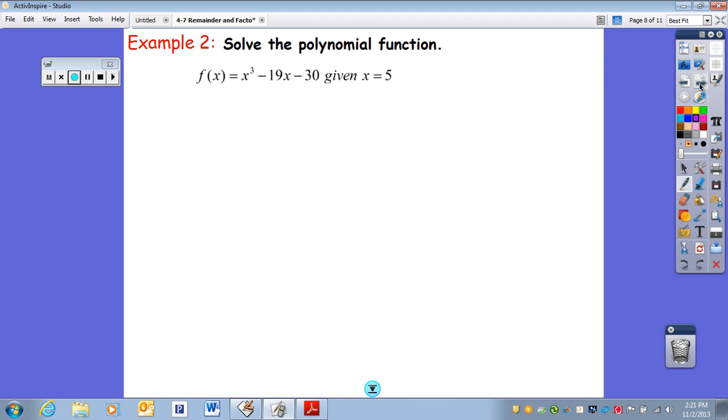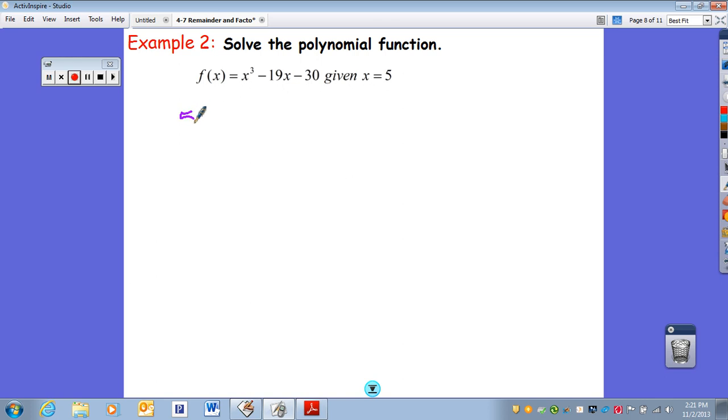Let's try another example. So I know that x equals 5 is one of my solutions. So I'm going to use synthetic division to find my other solutions. I list my coefficients. I have my x cubed. I don't have an x squared. I have my negative 19 and my negative 30. So I bring down that first leading coefficient.